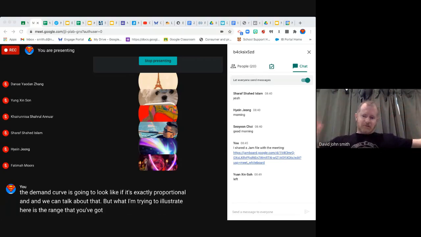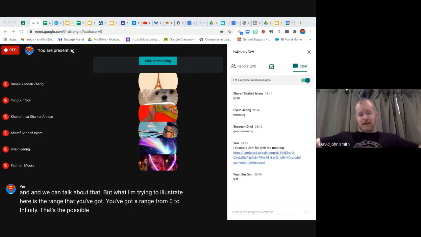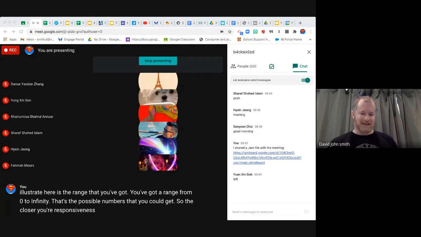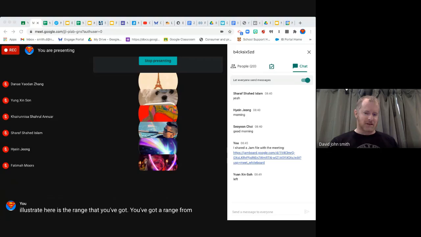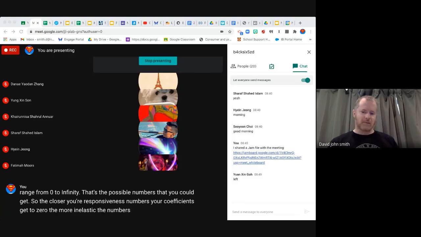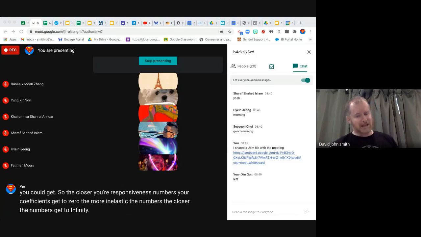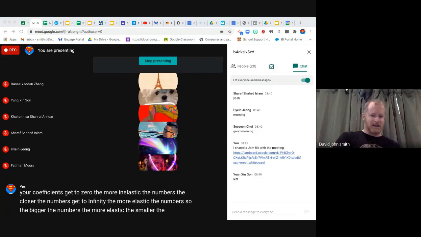You've got a range from 0 to infinity. That's the possible numbers that you could get. So the closer your responsiveness numbers, your coefficients get to 0, the more inelastic the numbers. The closer the numbers get to infinity, the more elastic the numbers. So the bigger the numbers, the more elastic. The smaller the numbers, the more inelastic.